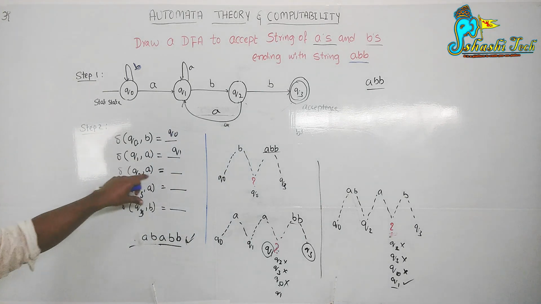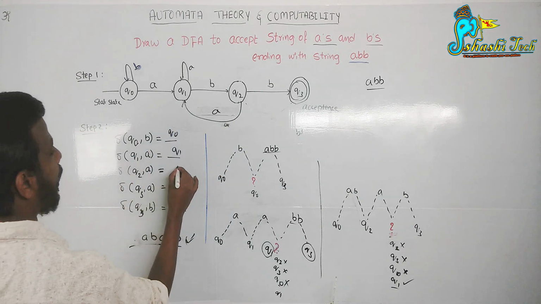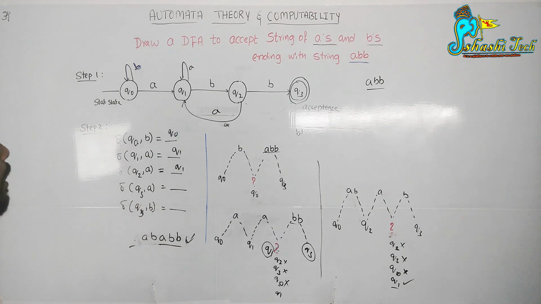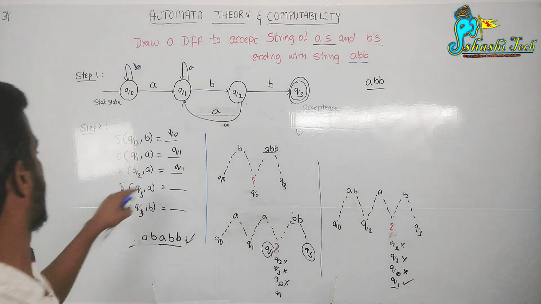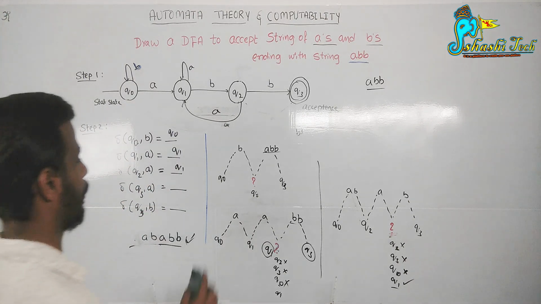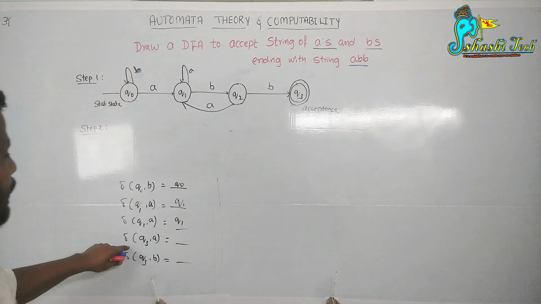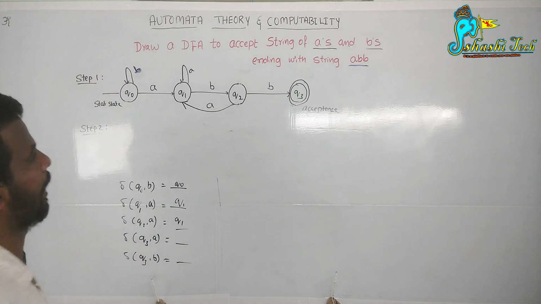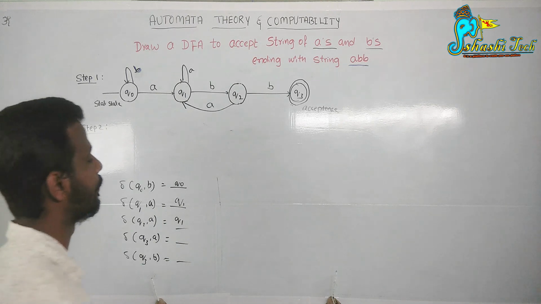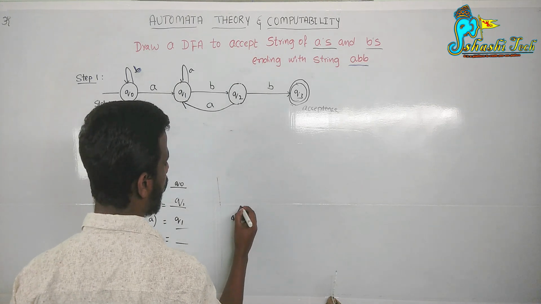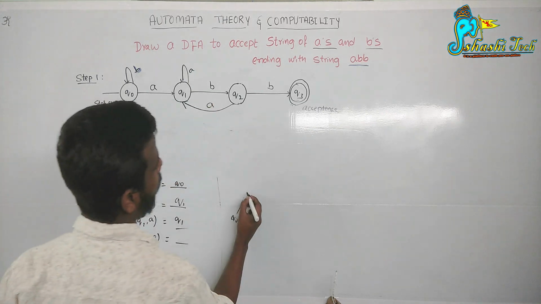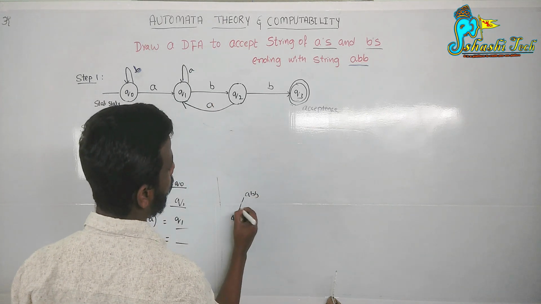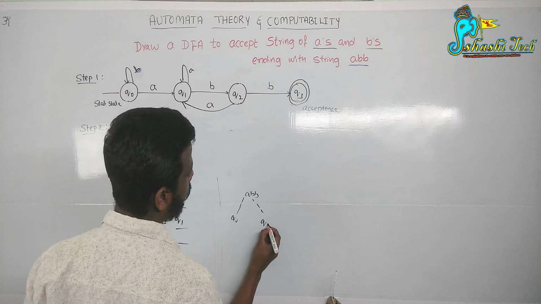So, Q2 upon accepting A, it is going to reach the Q1 state. Okay. This thing is also over. Remaining two things we need to identify. Let's see. Fourth one, that is Q3 upon accepting A, where it should reach. Start with Q0. Q0 upon accepting A, B, B, it is going to reach the Q3 state.